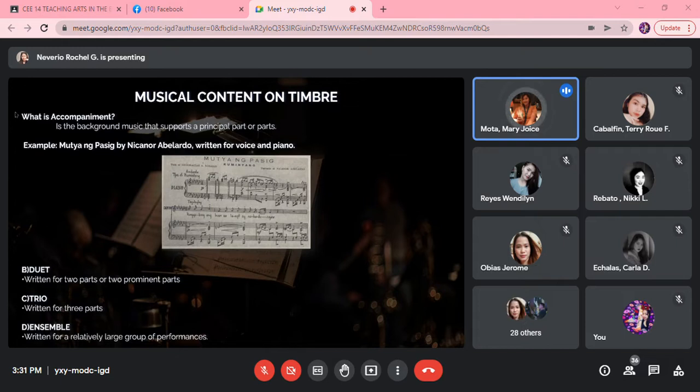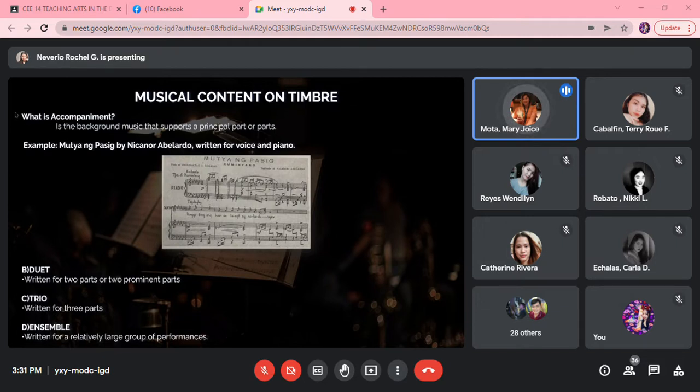And then letter C, trio, written for three parts. So meron tayong mga groups na may tatlong members, and sometimes it can also be a collaboration, or they just form, literal na naka-form sila ng group into three. So, ganun lang naman yung pinagkaiba nun, but has the same process, kumakanta, may tumutugtog.